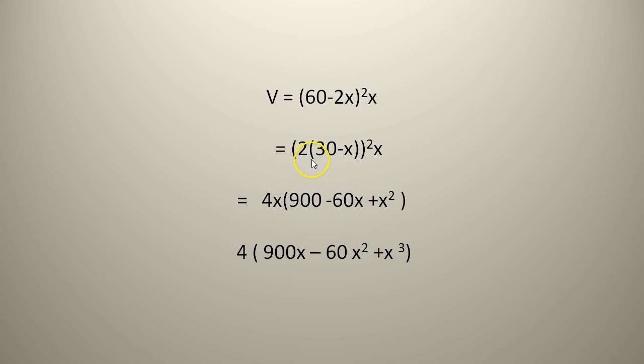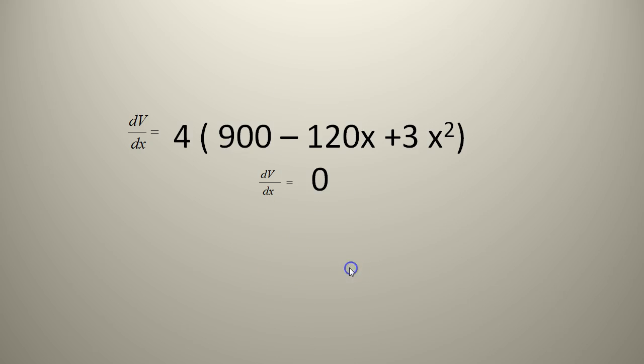Take out 2, so it is 2 into 30 minus x the whole squared into x. That is 4x into, when you square 30 minus x the whole squared, a minus b the whole squared, a squared minus 2ab plus b squared, 900 minus 60x plus x squared. So multiply by x, you get 4 into 900x minus 60x squared plus x cubed.